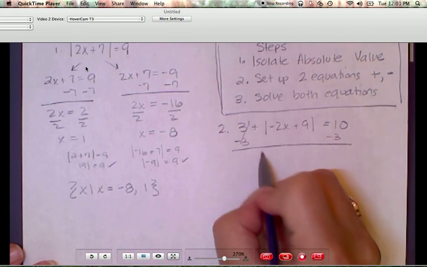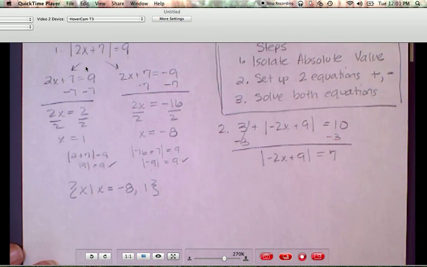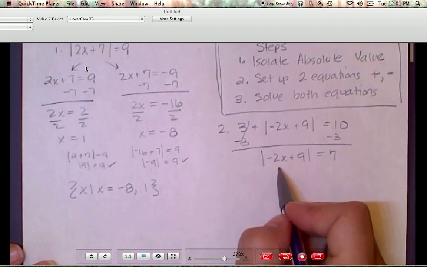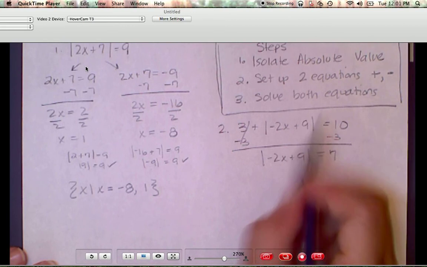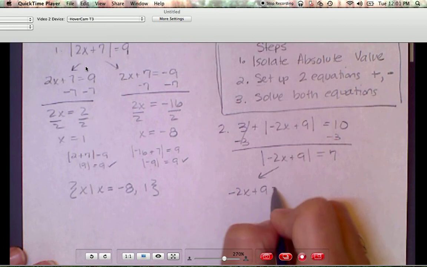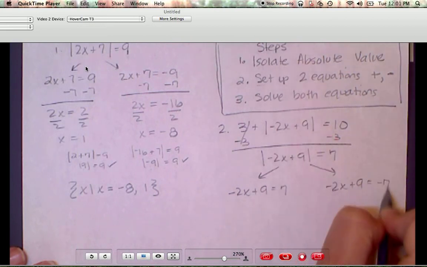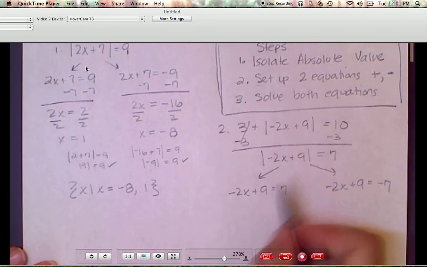So that drops out. We get the absolute value of negative 2x plus 9 equals 7. Now we have the absolute value isolated, and we're going to set up our two equations. Negative 2x plus 9 equals 7. Negative 2x plus 9 equals negative 7. And then solve both equations.